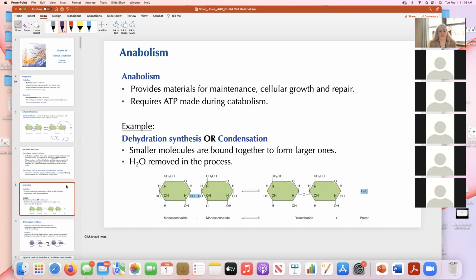Anabolism, okay? Anabolism, building things up, getting stronger, right? Anabolic steroids. Anabolism is we're going to provide all the materials to maintain our body, okay? And give us also all those nice substances that help us grow our cells and repair our cells. And it's going to require ATP. We're going to have to put energy into the system, okay? All that ATP we extracted out of molecules during catabolism, we can now use to build things.